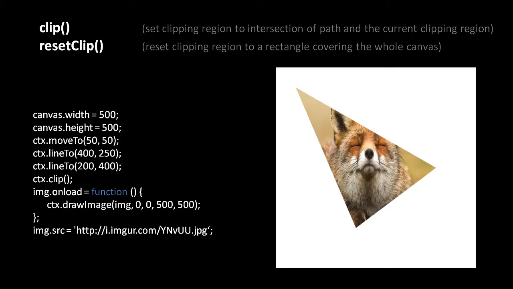Now that our triangular clipping region is set, if we then attempt to draw an image onto the entirety of the canvas, as we do here with draw image at coordinate 0, 0, and dimensions of 500 by 500, well, the only pixels that get drawn to are within the clipping region, the triangular area. All other pixels that would normally be drawn by this operation don't get drawn because they are outside the clipping area.